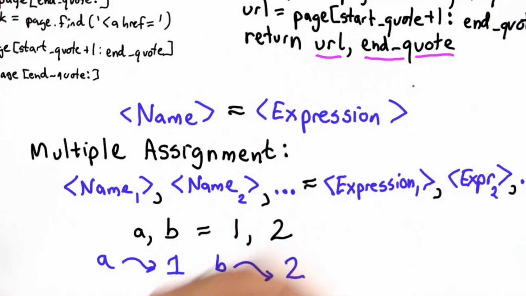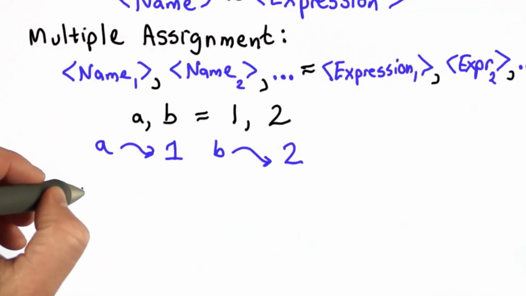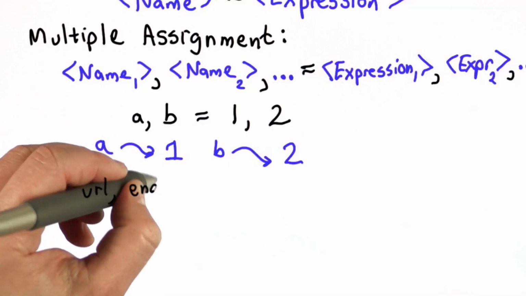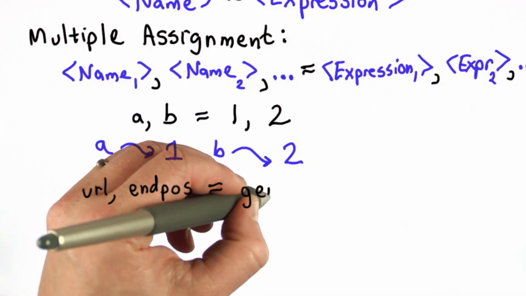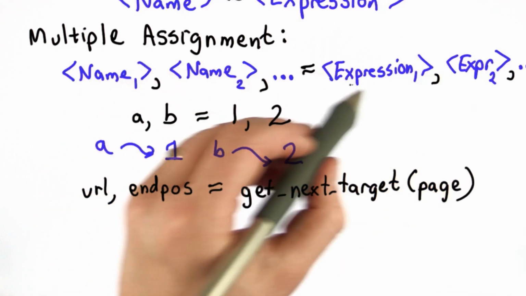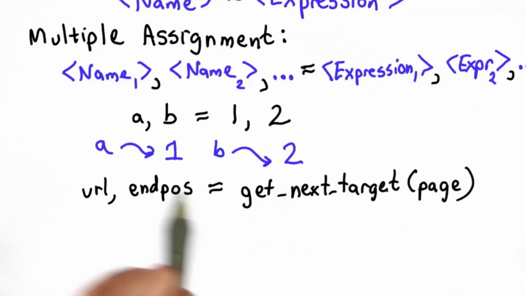So in order to get the two values returned by this procedure, what we need is to have two variables on the left side and the procedure call on the right. So the syntax we'll use is just the URL. We'll use that as the variable to hold the URL, and endPos, we'll use that as the variable to hold the end position. And then on the right side, we have getNextTarget, passing in page. And since this returns two values, it's like listing two expressions. The first value returned will be assigned to URL. The second value returned will be assigned to endPos. Being able to have multiple variables on the left side of an assignment is very useful. Let's have a quiz to see an example of why.